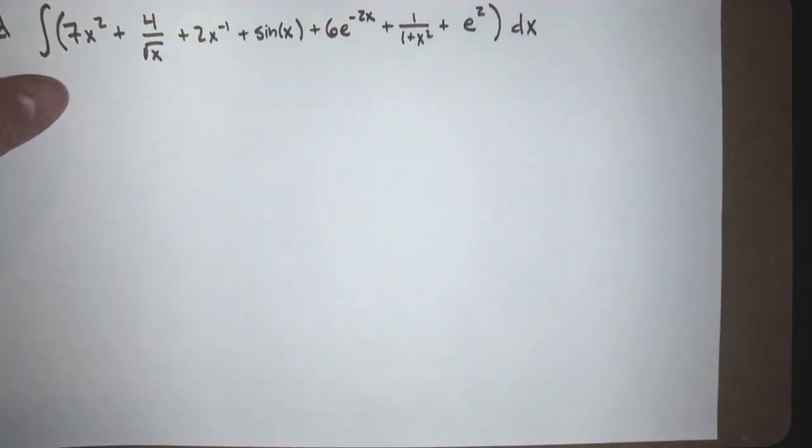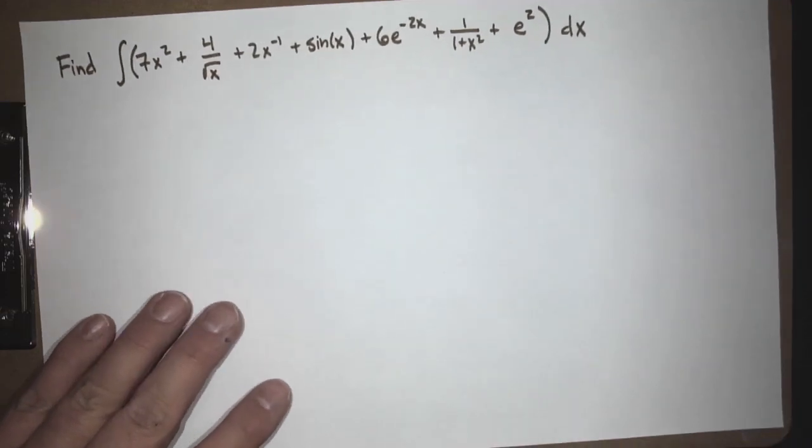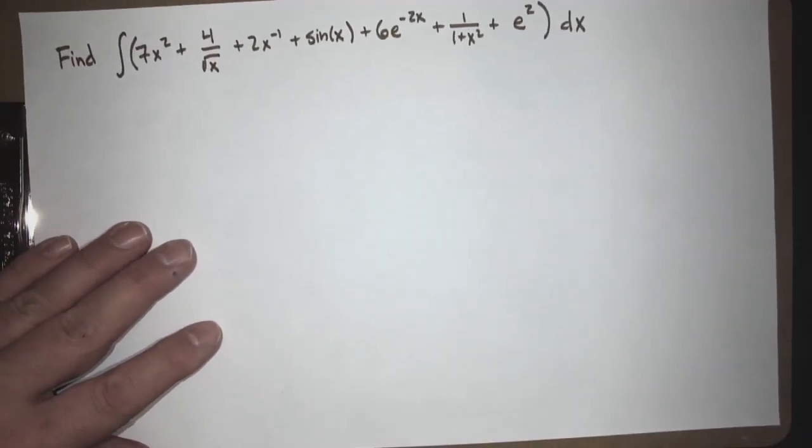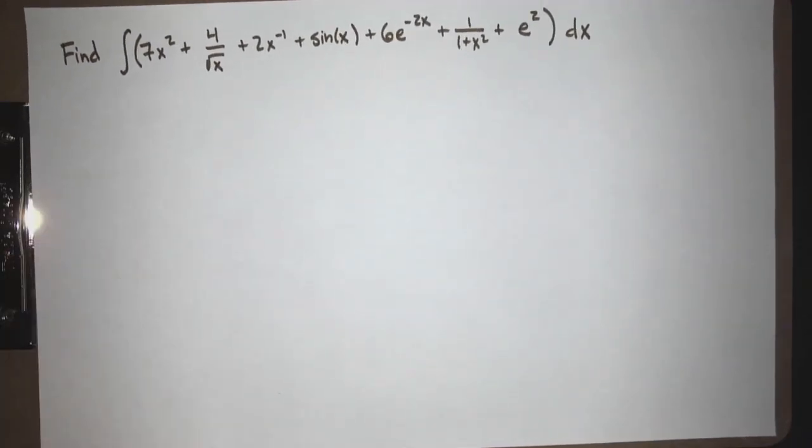All right. Well, let's do a simple warm-up. Don't worry, we're doing this one together. It's a group activity. All right, so the goal is find the antiderivative of 7x squared plus 4 over square root of x plus 2x to the minus 1 plus sine of x plus 6e to the negative 2x plus 1 over 1 plus x squared plus e squared dx. Okay, what's the first thing that we can do?